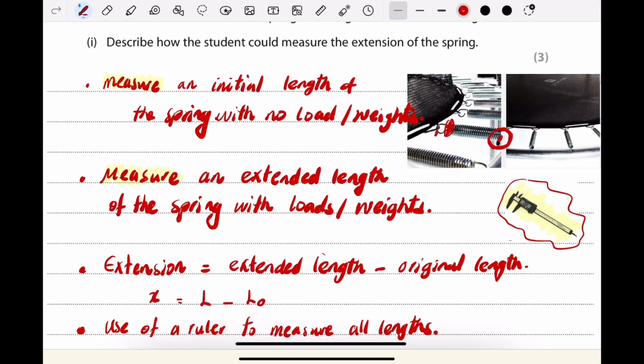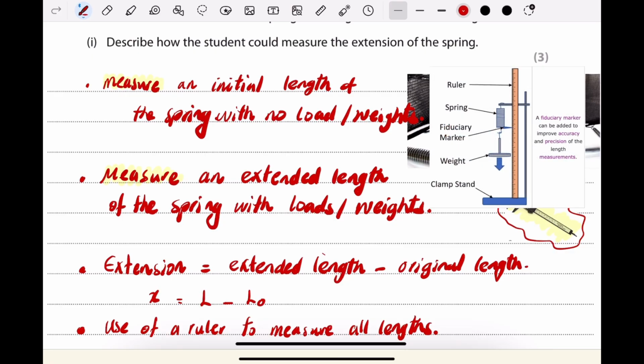It's a fancy term for a clear mark on the spring to help you measure consistently, but my students might not get what a fiducial mark is. On the right side here, there is a ruler, a spring and weight, a clamp stand, and there is a pointer here, which is the fiducial marker. I can add this fiducial marker, quite light, not heavy, to improve the accuracy and precision of the length measurements. By the end of this section, I already achieved 3 out of 3.